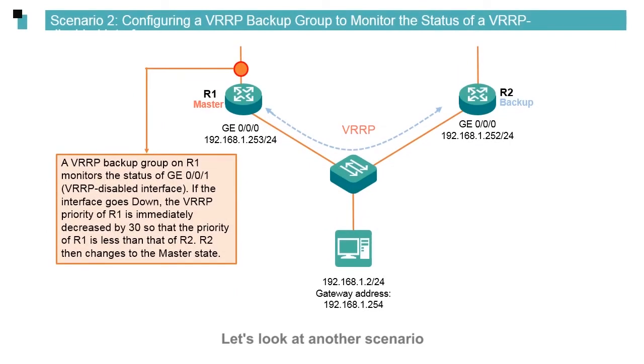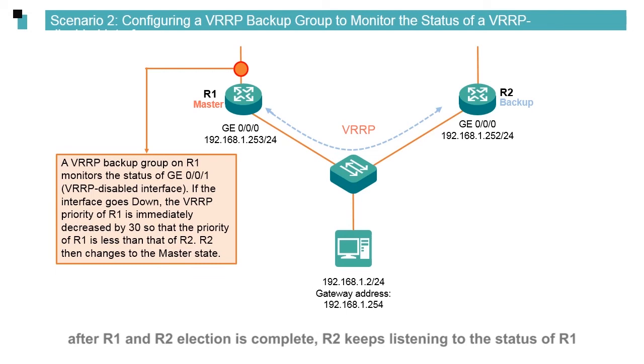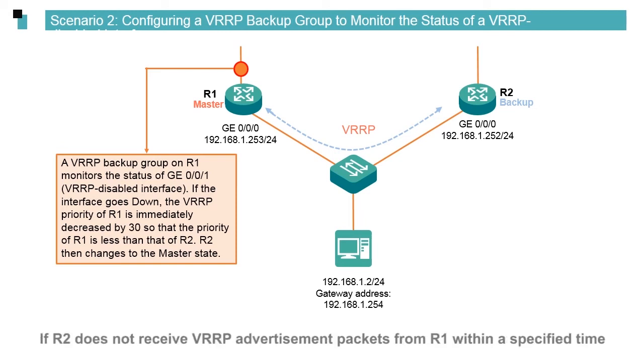Let's look at another scenario. As we just mentioned, after R1 and R2 election is complete, R2 keeps listening to the status of R1. If R2 does not receive VRRP advertisement packets from R1 within a specified time, R2 determines that R1 is faulty and then changes to the master state.